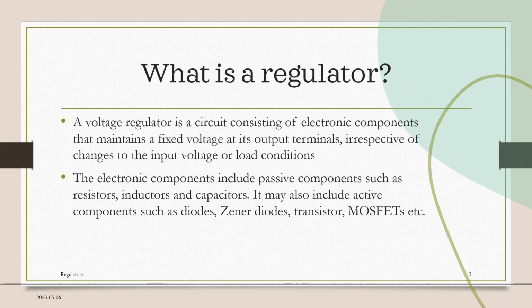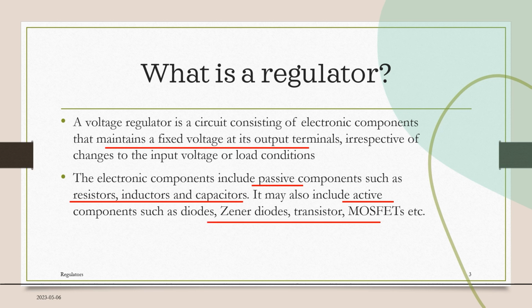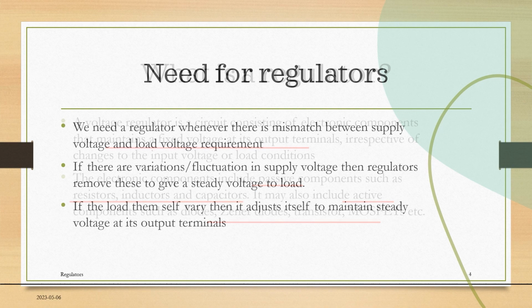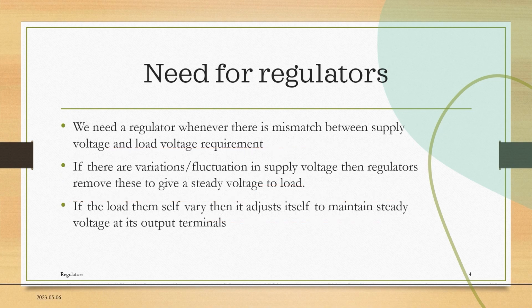A voltage regulator is a circuit consisting of electronic components that maintains a fixed voltage at its output terminals irrespective of changes to the input and load conditions. It consists of passive components such as resistors, inductors, and capacitors. The active components include diodes, Zener diodes, transistors, and MOSFETs. A voltage regulator is used in all our everyday applications.